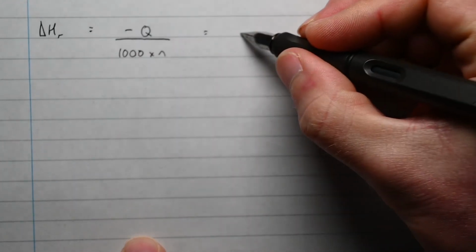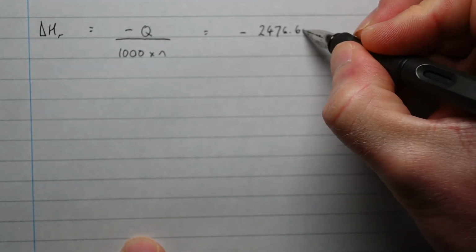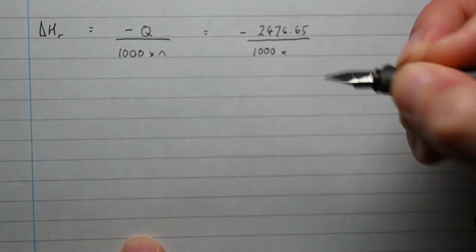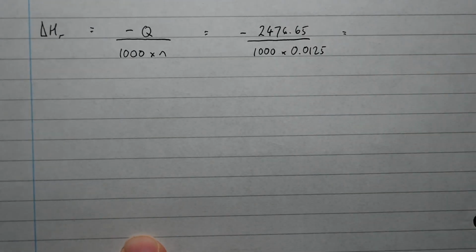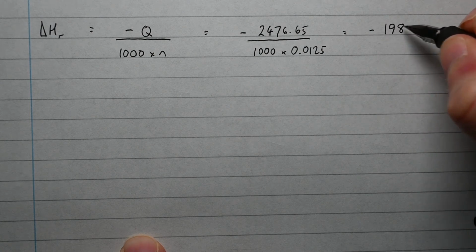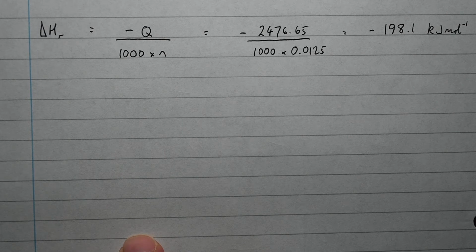Okay, so putting the numbers in, we've got Q was 2476.65, divided by 1,000 times the number of moles of the limiting reagent, 0.0125, and that gives us minus 198.1 kilojoules per mole. And that's the enthalpy change of reaction as calculated by that experiment.